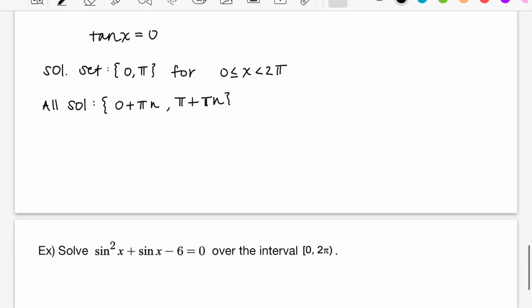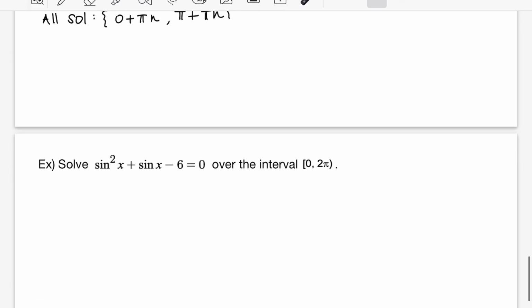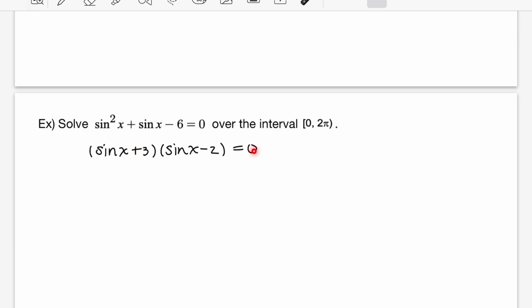Alright, let's look at this last example here. We have this quadratic equation here, and we want to solve it over this interval. Now, in this case, we don't have to use our quadratic formula because this is actually factorable. If we think of sine x in terms of one variable, we can factor this guy as sine x plus 3 times sine x minus 2. If we were to FOIL this, we would get our original equation here. So this tells us, for this to be true, either this needs to be equal to 0, or this needs to be equal to 0, or both.